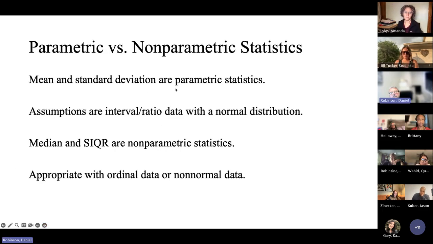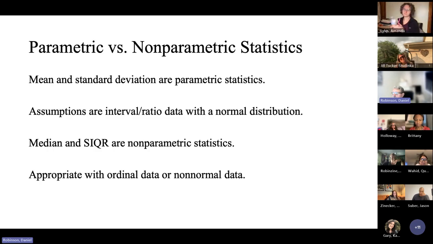The mean and standard deviation are called parametric statistics. To use those, you have to assume that your data are interval ratio, which for numbers of miles ridden on an exercise bike, that is interval ratio. You can have 0, you can have 14 miles, and the difference between 14 and 13 is the same as between 2 and 3, right? That's good interval ratio data, but it has to have a normal distribution. And we can talk about shapes of distributions, but the bell curve. You ever seen a bell curve?